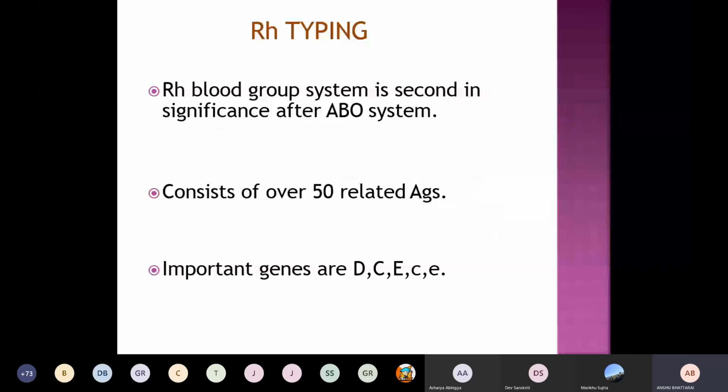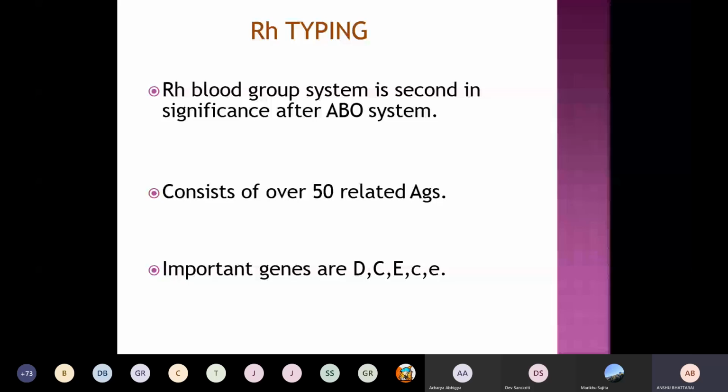Now, RH typing. I'm sure all of you are aware that RH blood group is also one of the most commonly clinically used blood typing. It is second in significance after ABO system. It consists of over 50 related antigens. However, the most important one for us is D antigen. This D antigen is the one that determines whether you are RH positive or RH negative in clinical terms. So if you say that you are RH positive, then that means you have D antigen on the surface of your RBC.